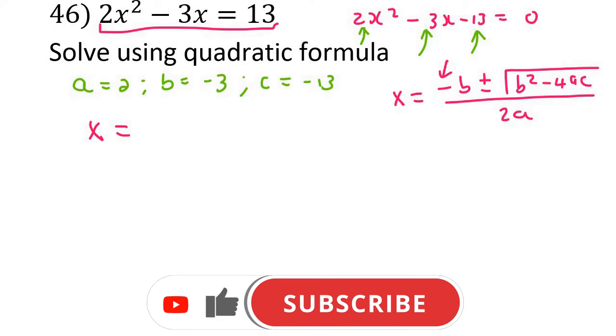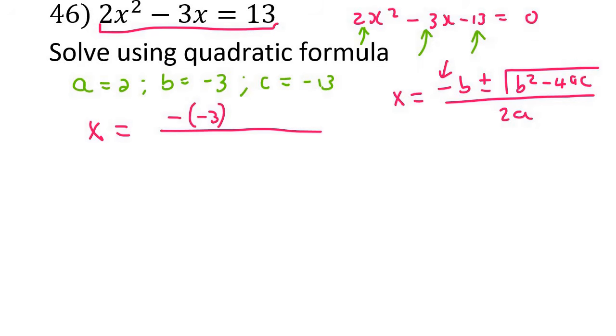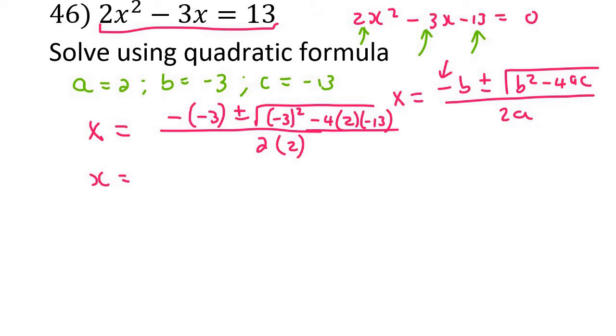So be careful here. There's a minus, so we put a minus, then a bracket, and then b is minus 3. Then I say plus minus. Now b is minus 3, but I must always use a bracket wherever I plug something in. a is 2, c is negative 13, and at the bottom I've got 2 times a, which is 2. Now I take my calculator and type it exactly like that.